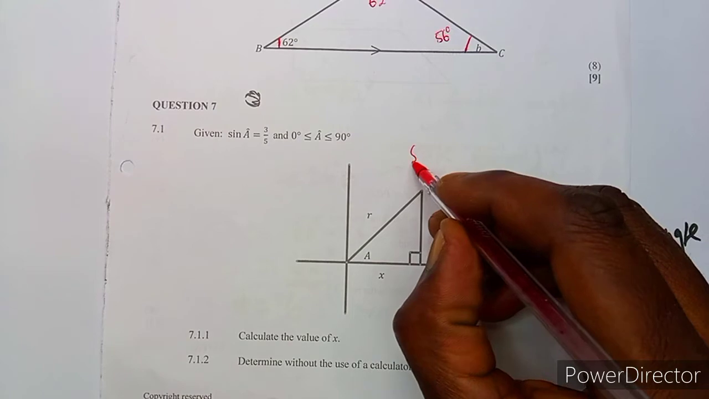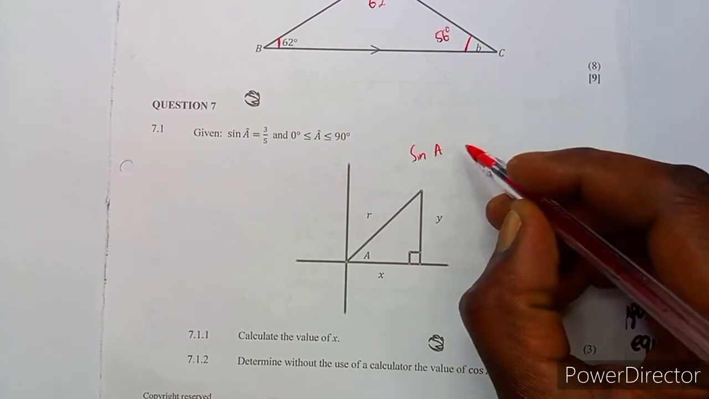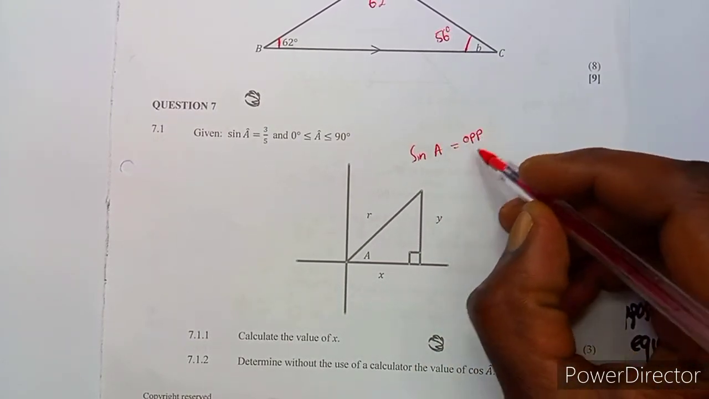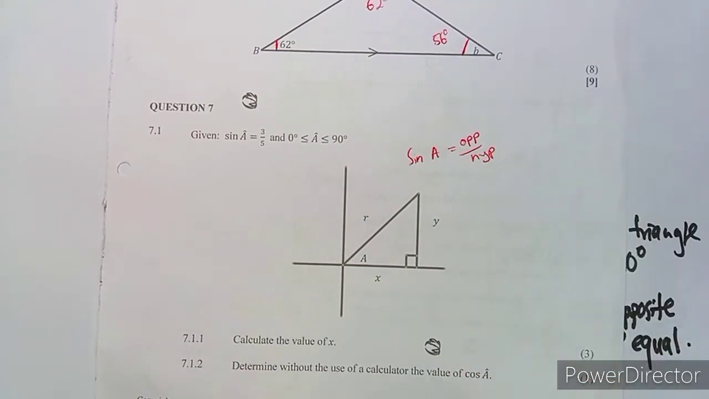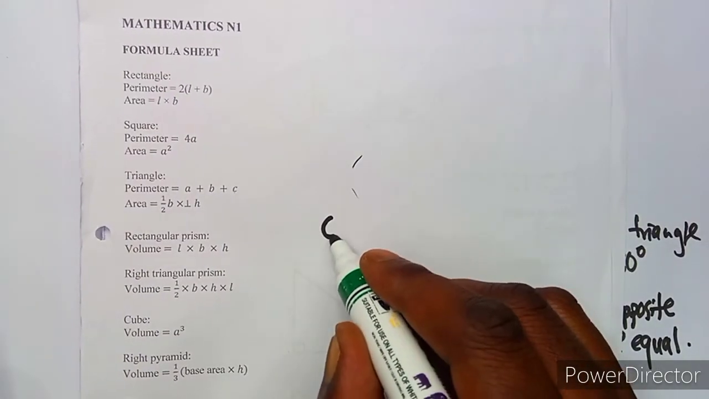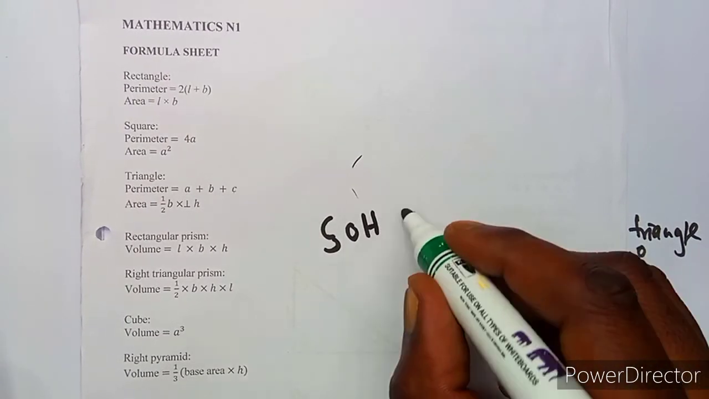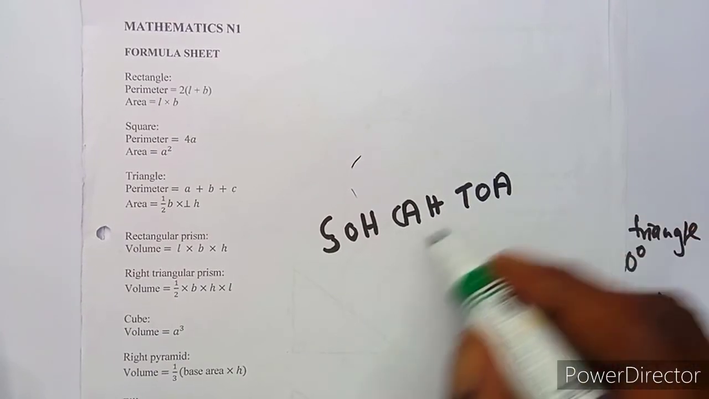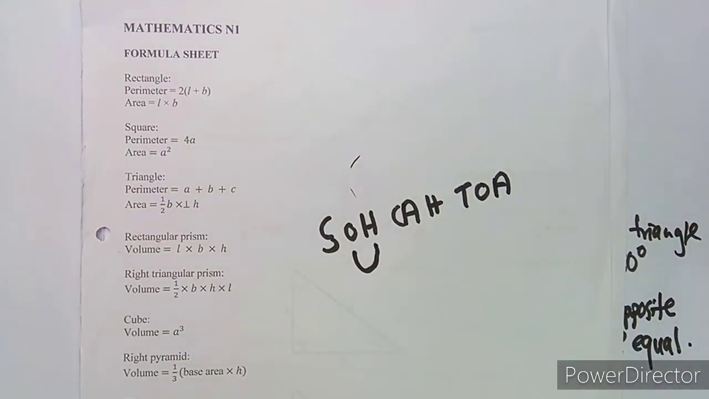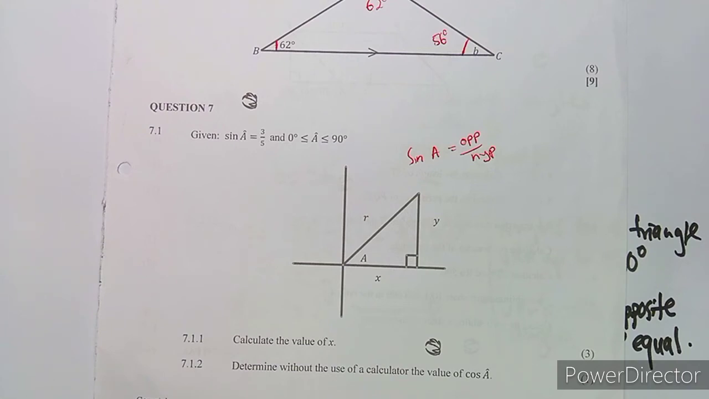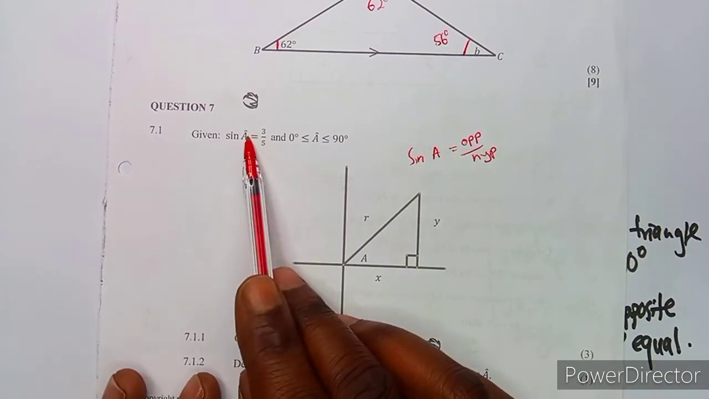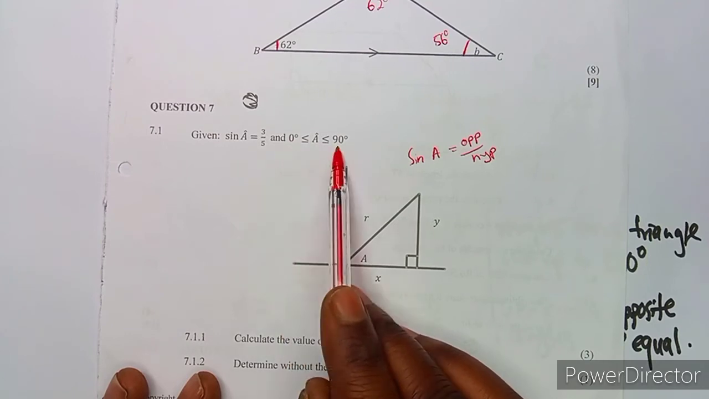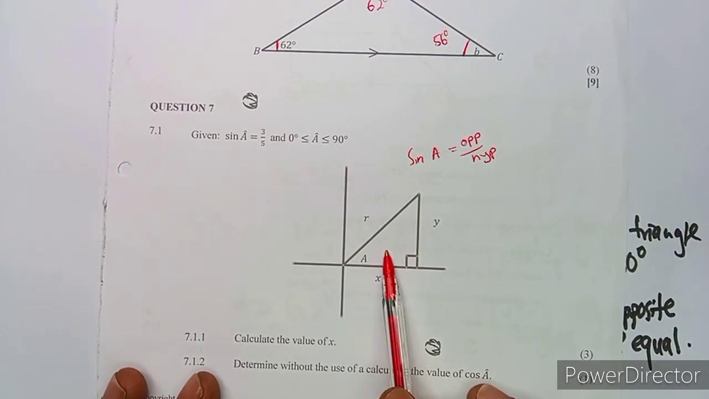Remember, guys, the ratio for sine: sine A is equal to opposite over hypotenuse. Where do we get this from? You can use the mnemonic SOHCAHTOA. Remember, you have SOHCAHTOA like this. Sine is opposite over hypotenuse. We are given that sine A is 3/5 and A is from 0 to 90 degrees. That is why it is in the first quadrant.